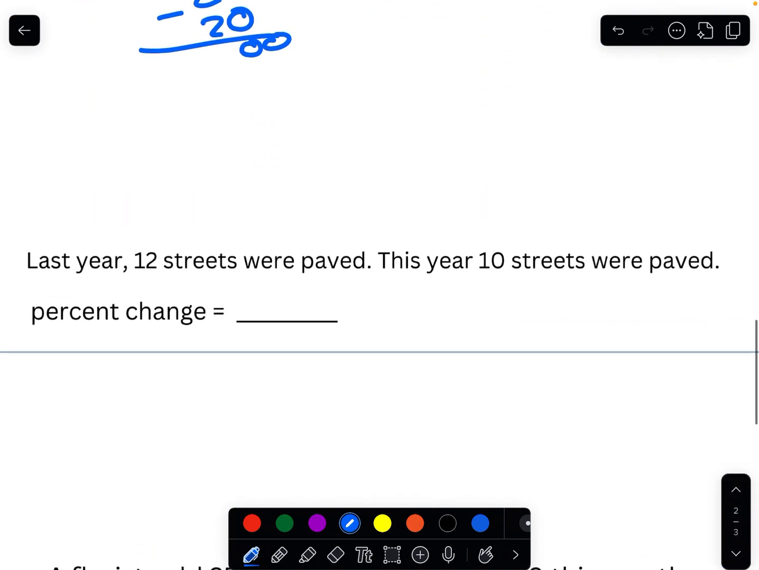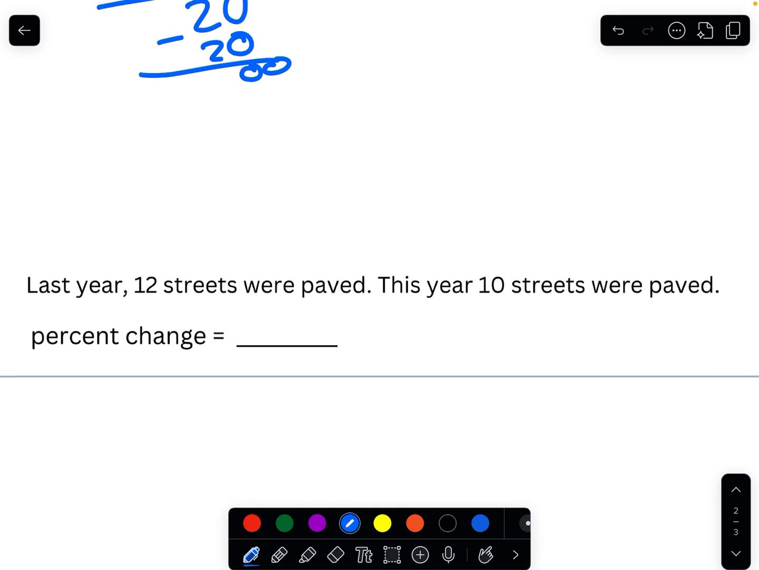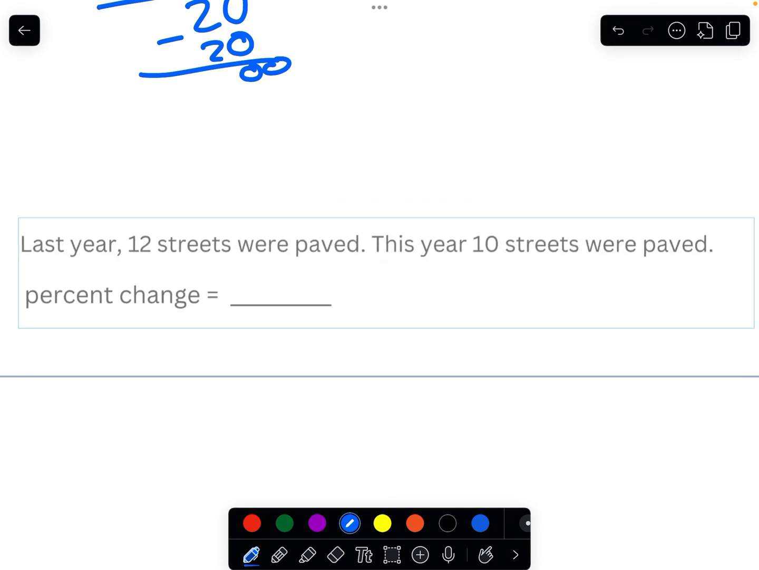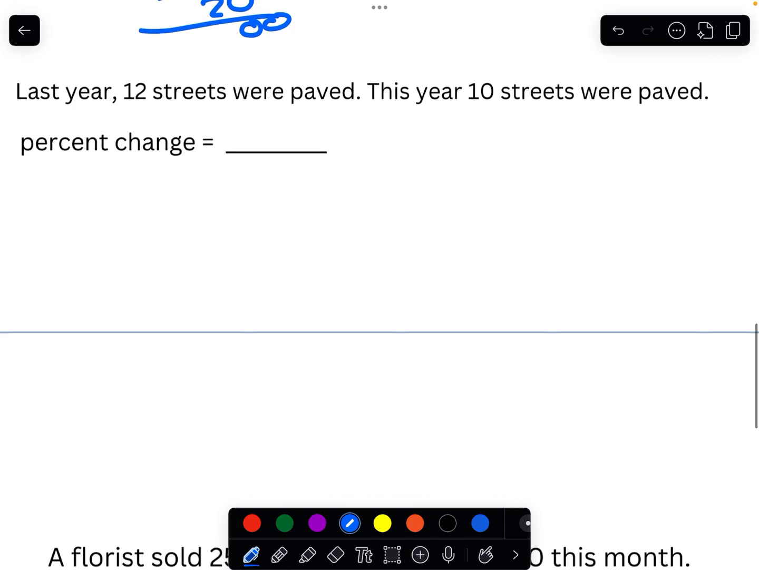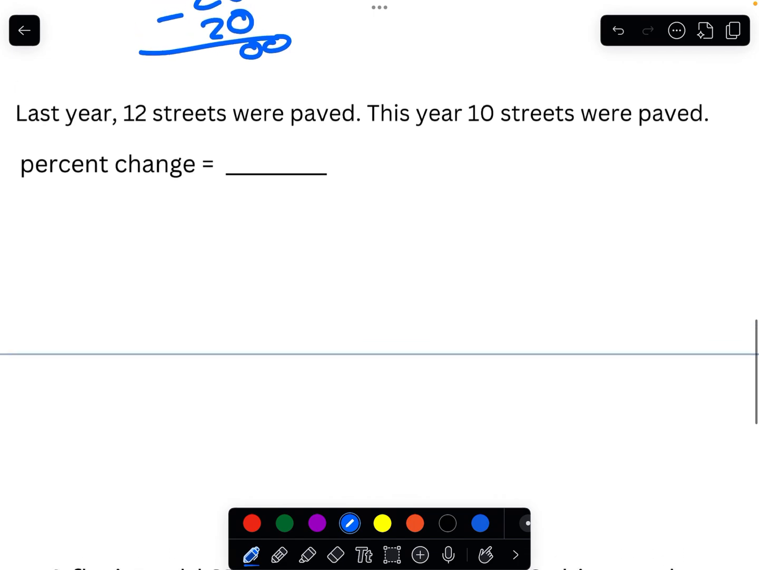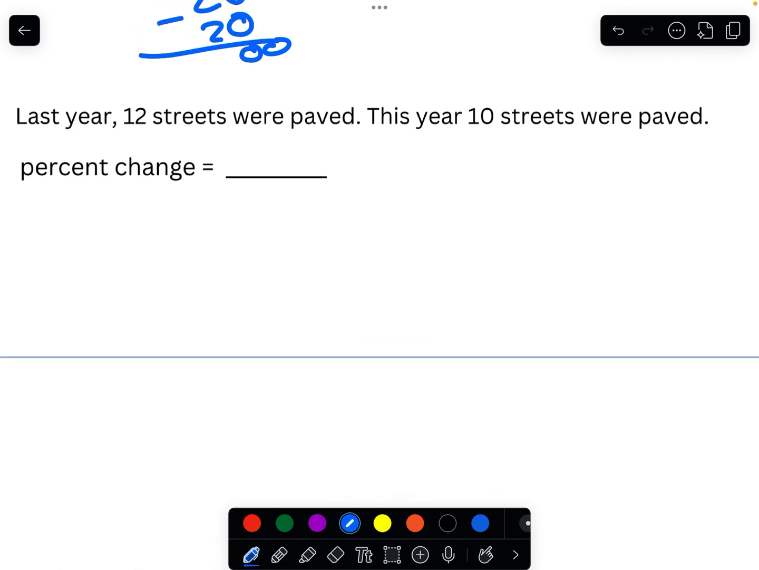Let's do another example. Last year, 12 streets were paved. This year, 10 streets were paved. I'm going to move this up a little. What is the percent change in the streets that were paved from last year to this year?